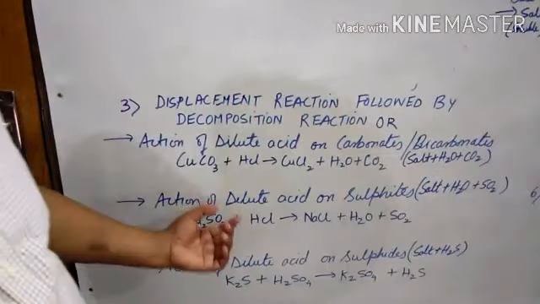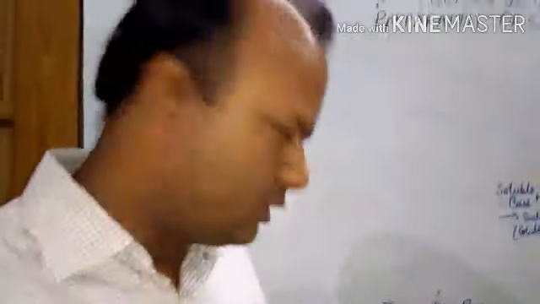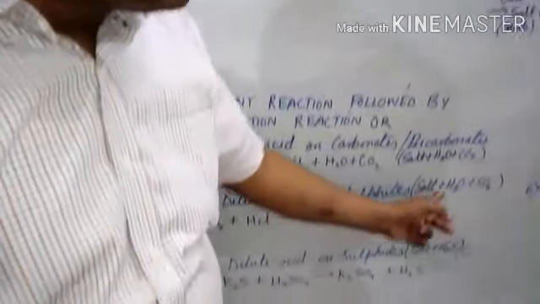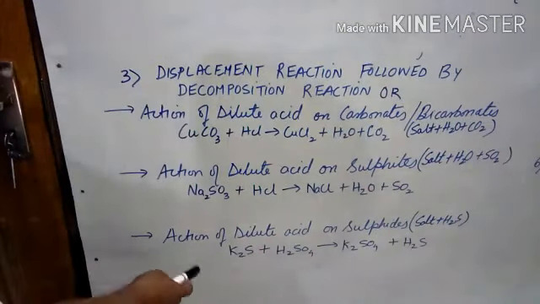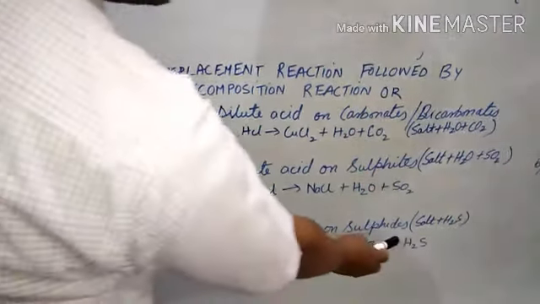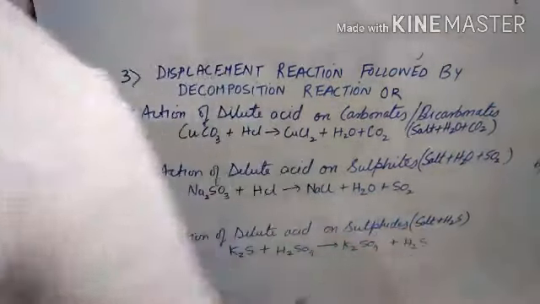Then we have action of dilute acid on sulfites. So what will you get? Salt plus H2O plus SO2. Then we have action of dilute acid on sulfides. So salt plus H2S. Very important reaction.